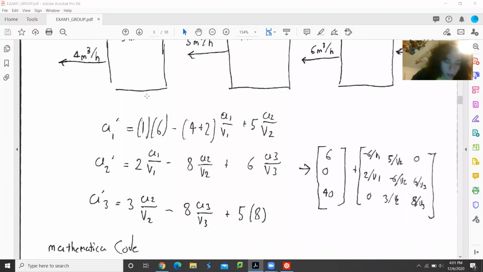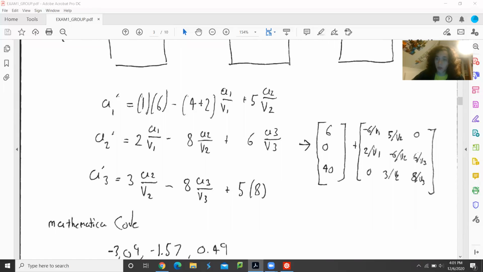And now since we solved for A1, A2, and A3, we are just going to make it into a simple AB matrix. This is the B matrix right here. It is a 3 by 1 column matrix, so 3 rows, 1 column. And then this 3 by 3 matrix is A.